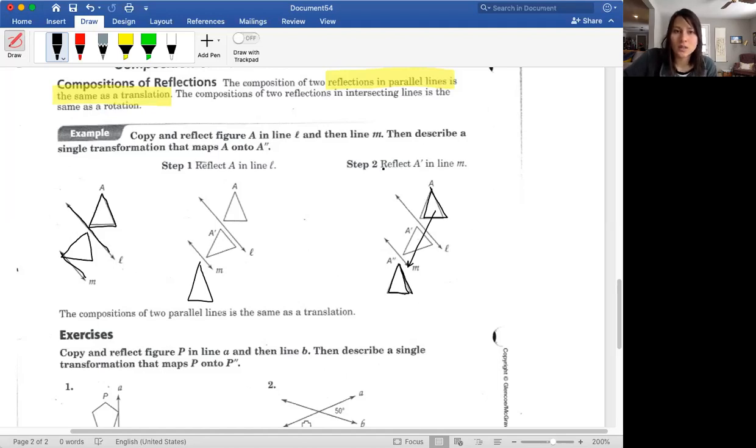And so something worth noting is that two reflections, it's gonna be hard for me to write, over parallel lines is basically equal to a translation or a glide. Translation. Okay.